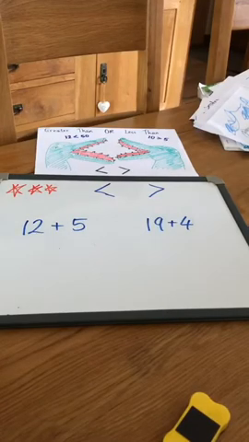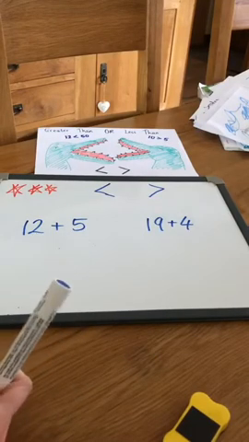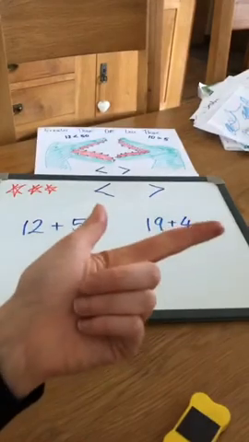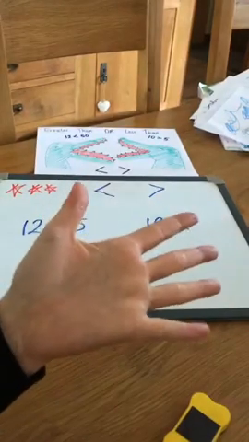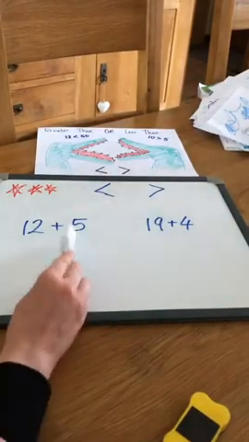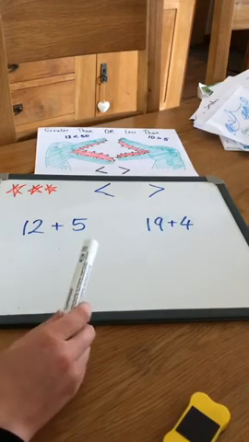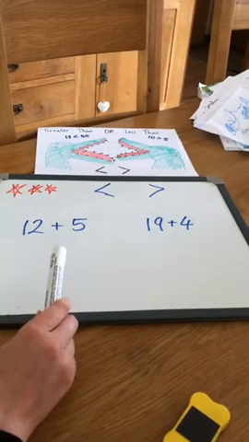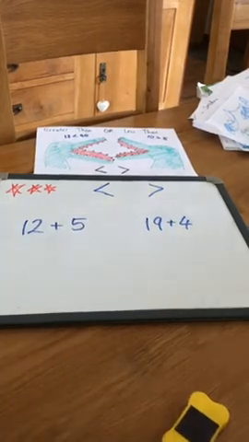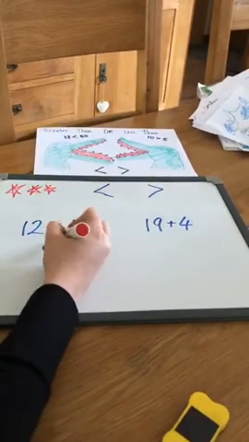12 add 5. 12 in your head and add 5 on. 12, 13, 14, 15, 16, 17. We also know that 5 is made up of 3 and 2, so we could do 12 add 3 and then add 2 on. So that is 17.